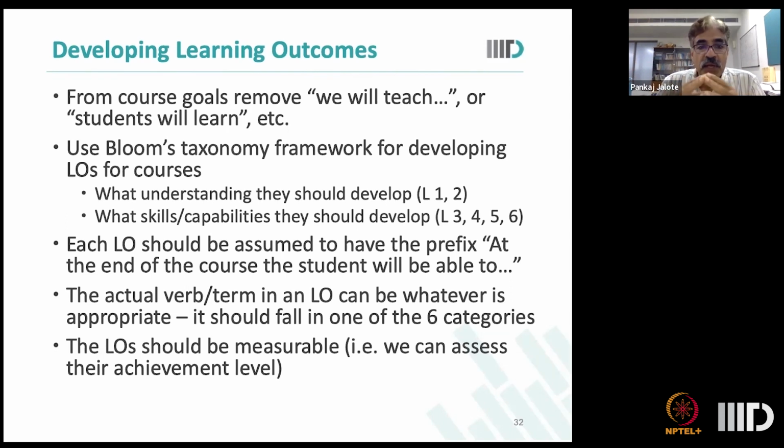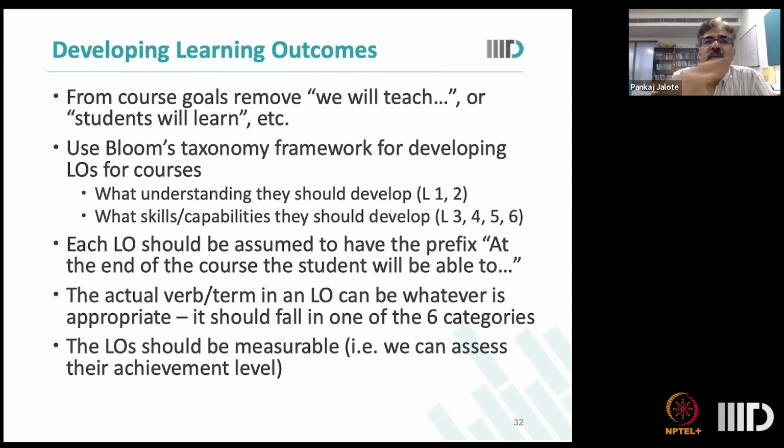Okay? Each learning outcome should be assumed to have a prefix, as I've been saying. At the end of the course, the student will be able to do this. And the actual verb that you use, the term that you use in a learning outcome, can be whatever is appropriate to the discipline and the course that you are teaching. It needn't be just the words that Bloom has mentioned, even under analyze and all that. As you've seen, we've given many examples, and you can develop proper verbs for your discipline also. So that's all right.